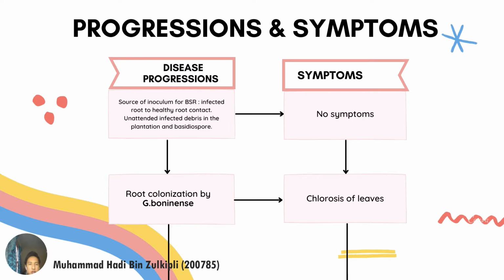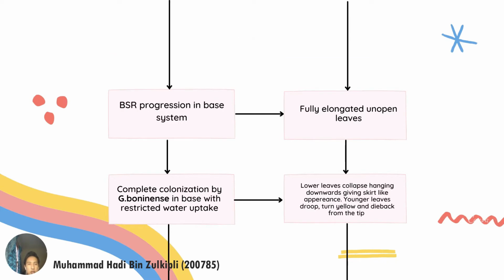The second is root colonization by Ganoderma boninense, and the symptom we can see is chlorosis of the leaf. Next, we can see the basal stem root progression in the base system, and the symptom we can see is a fully elongated unopened leaf. Then for the progression, complete colonization by Ganoderma boninense in the base with restricted water uptake. The symptom we can see is the lower leaves collapse, hanging downwards, giving a skirt-like appearance. Younger leaves turn yellow and die back from the tip.